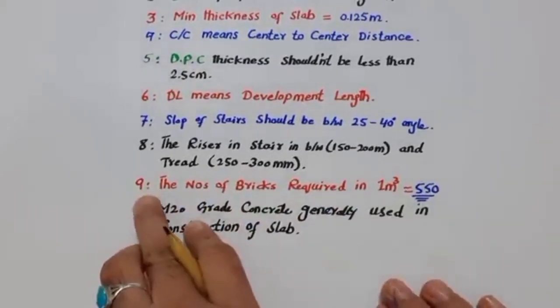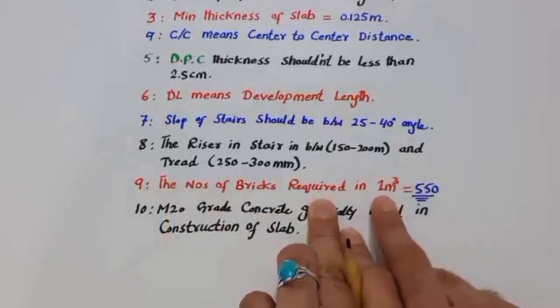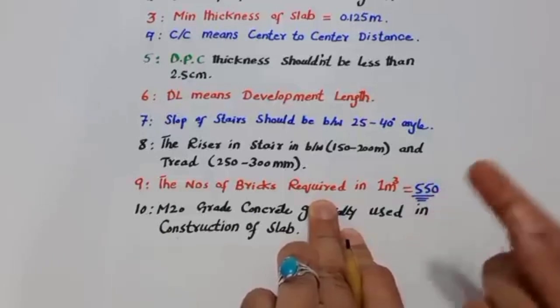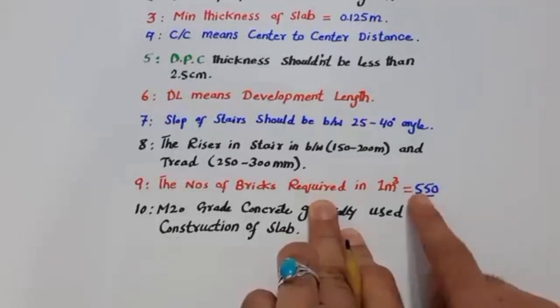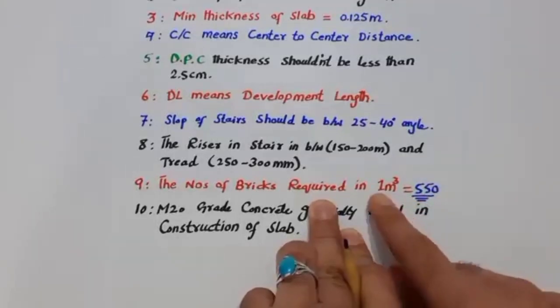The next one, guys, the ninth, is the number of bricks required in 1 meter cube. Anyone can ask you, how many bricks are required in 1 meter cube? Okay, so 550 bricks are required in 1 meter cube.